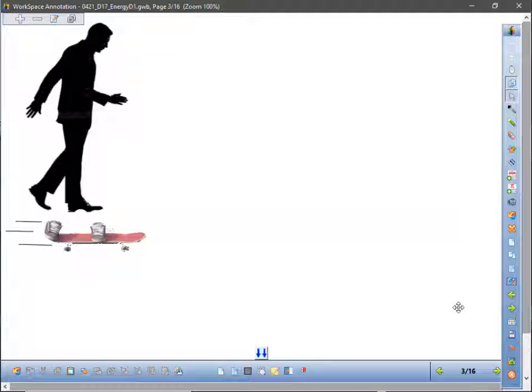I'm going to give you 4 scenarios right here. We're going to come back to these at the end. And I want you to figure out, are these people doing work on these objects? Okay, so the first example is this guy and a skateboard. He's walking along following the skateboard. The skateboard has been pushed and now the skateboard is coasting along next to him. So my question is, is this guy doing work on the skateboard?